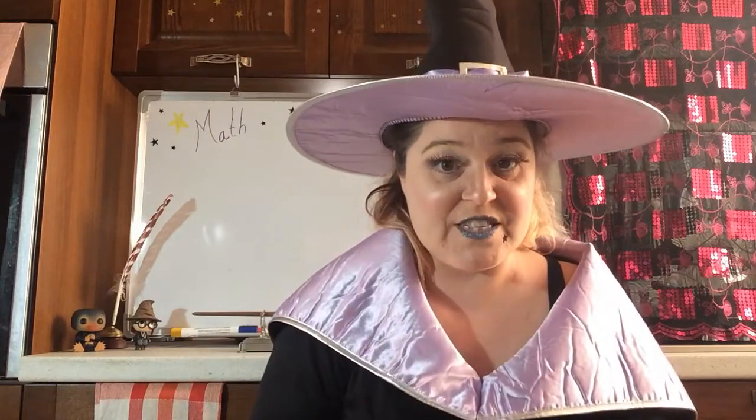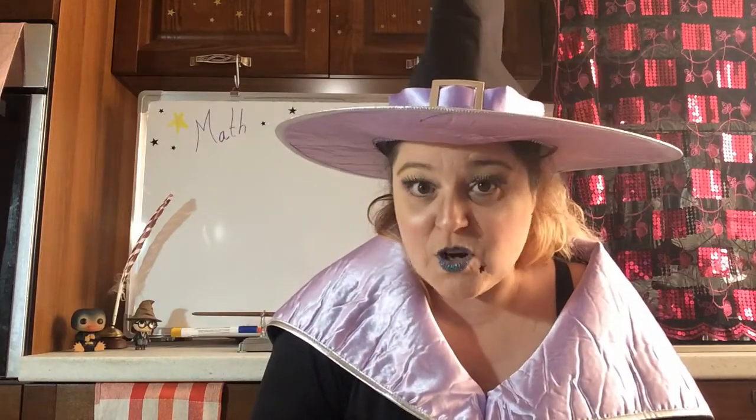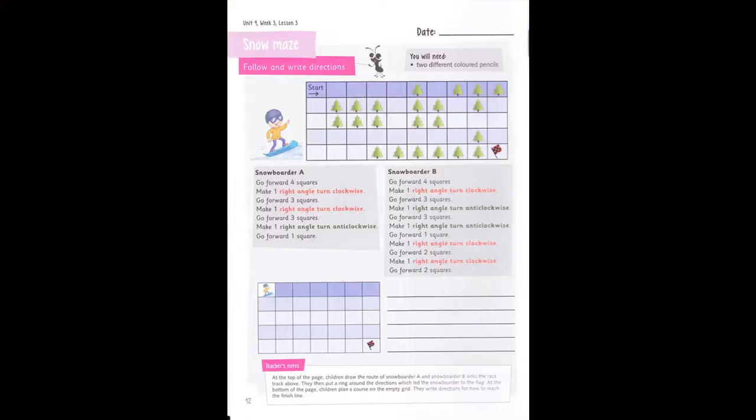Now, there are 2 sections. Let's start from the top. Here we have our snowboarder again, and 2 sets of instructions. We need to find the correct set of instructions that will lead our snowboarder to the finish. So, let's draw each set of instructions onto the map so we can see which one is correct.